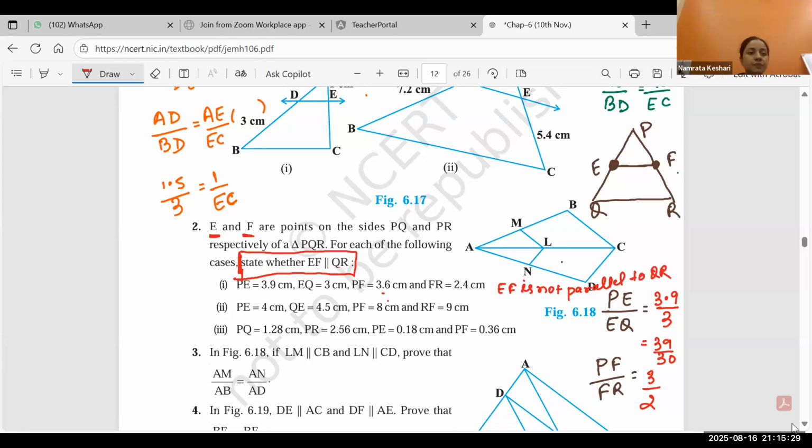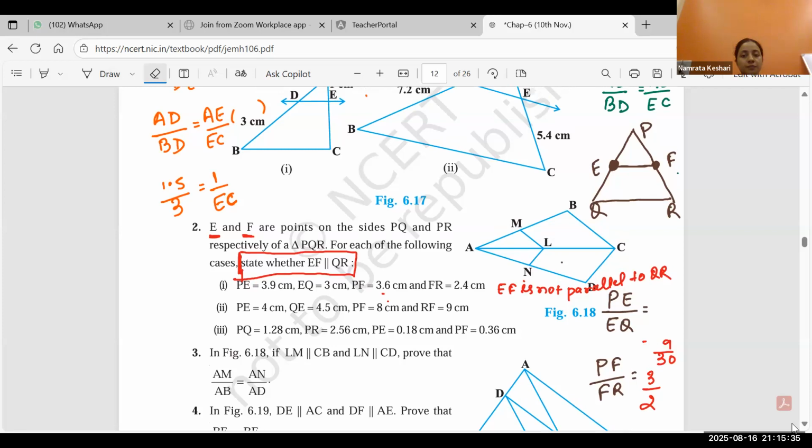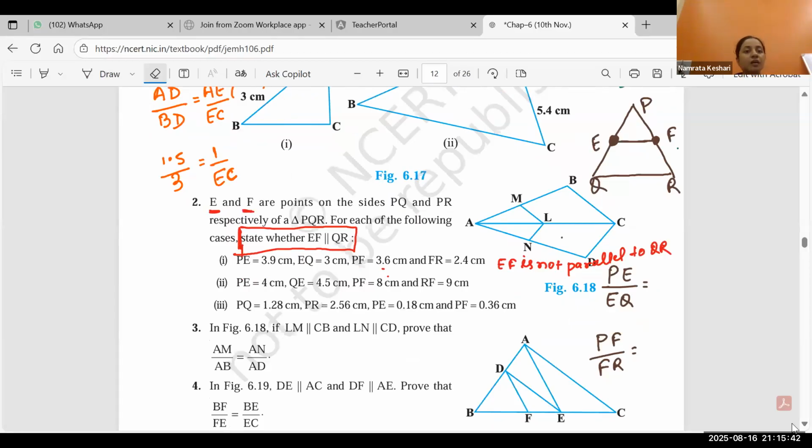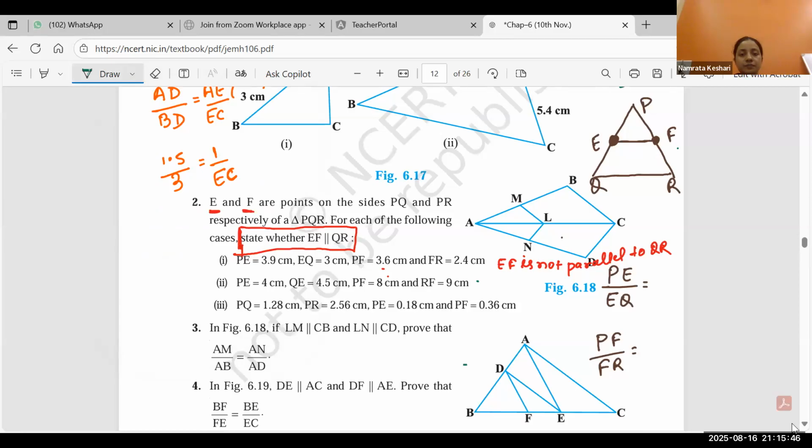प्लीज चेक इट। फिर से हमें चेक करना है न्यू डेटा के साथ। Teacher, for the second one, it's 8 by 9, and yeah, it is parallel. Great. Okay, write it. Yes, EF is parallel to QR. For the third one, please check.